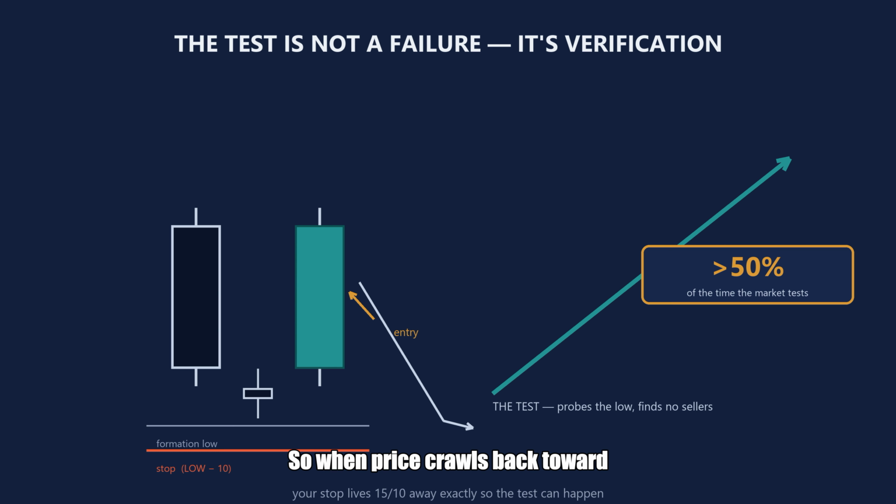So when price crawls back toward your formation right after entry, that is not the pattern failing. That is the pattern being verified. And that's exactly why your stop lives 15 above or 10 below. It gives the test room to happen without taking you out of a trade that's about to work.